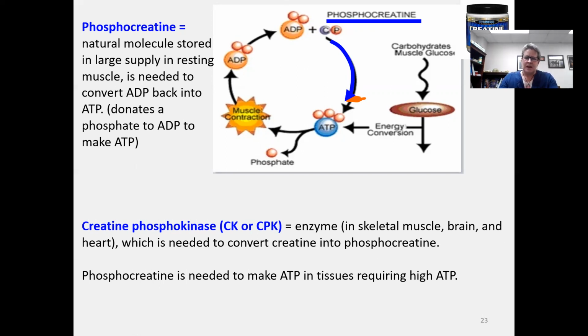And you need this enzyme to convert creatine into phosphocreatine. And you need that to restore ATP, its extra phosphate that it lost. So let's talk about the implication of CPK. In these organs, skeletal muscle, brain, and heart, since it has this enzyme, if you have elevated isoforms of this enzyme, it can indicate that there's been a loss of blood supply or damage to these tissues.